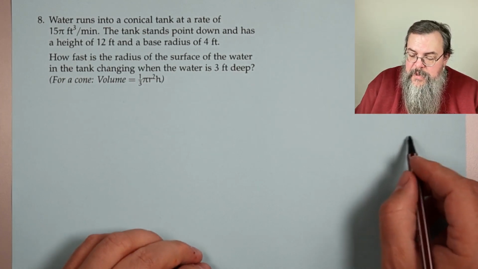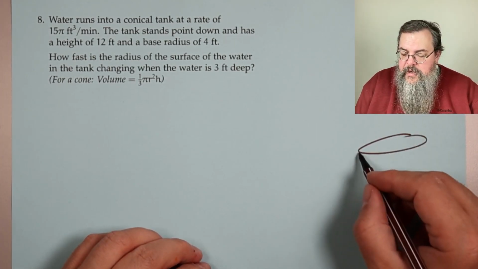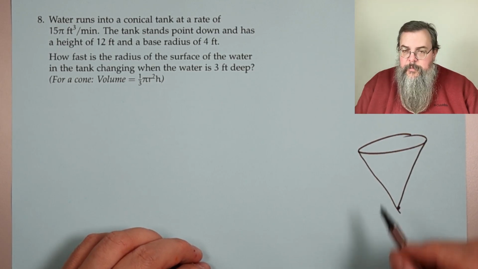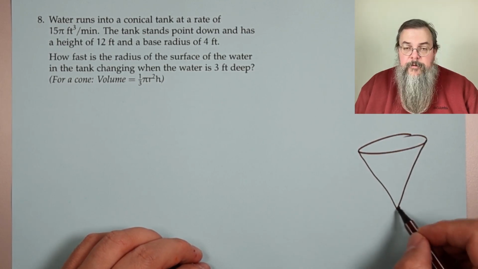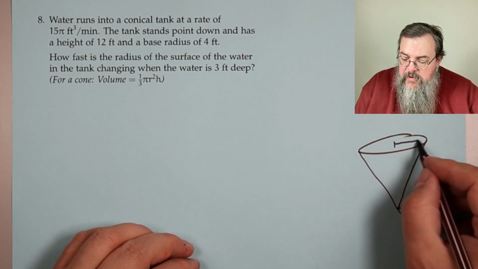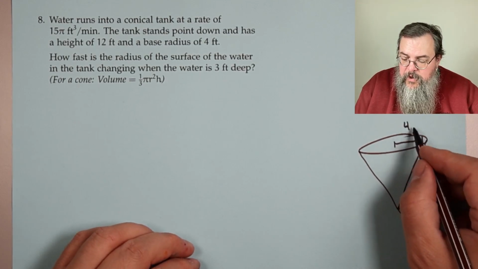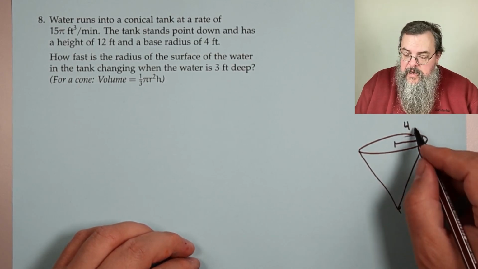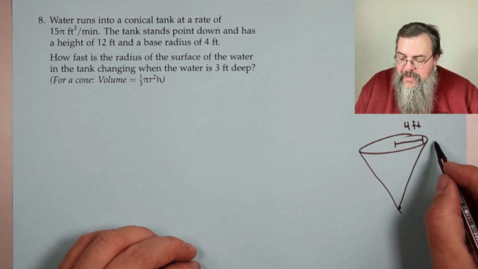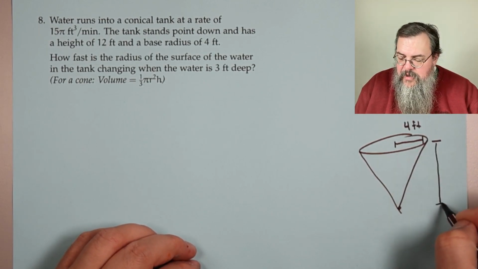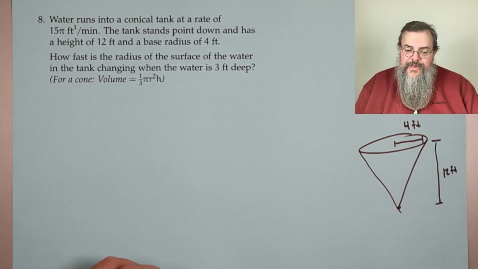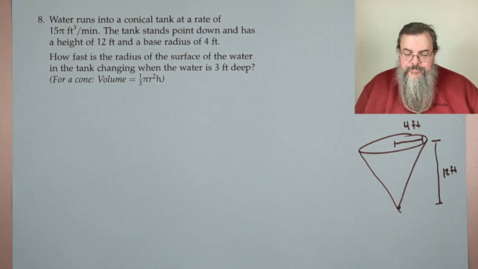So I want to get a picture going here. Point down, it's a cone. So the tip of the cone is down, and the base radius is this radius up here. So this is 4 feet, and we'll go ahead and put units there. And it has a height, this part right here, of 12 feet. All right, so there's our cone.